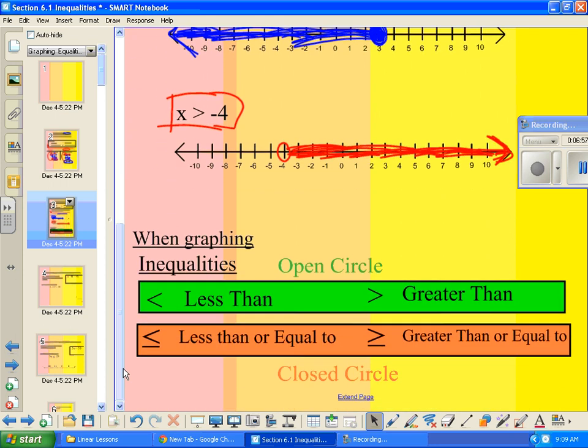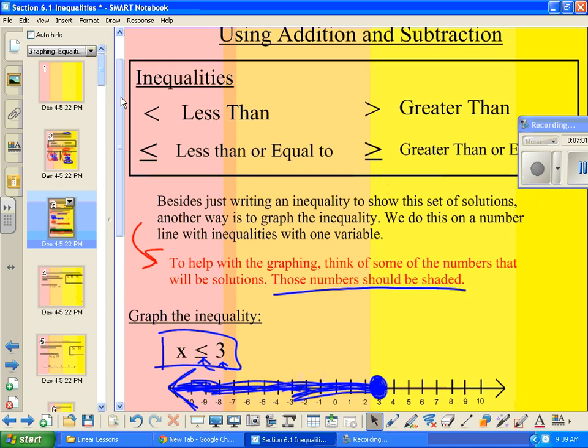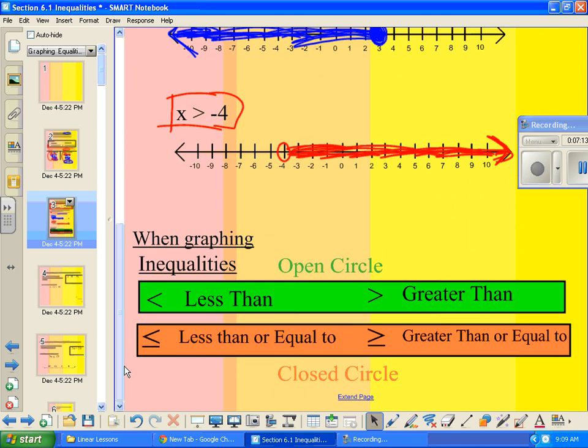Add this to what you already have written down about the inequalities. If you don't have this written down already, I want you to write down this box with the 4 inequalities: greater than, less than, greater than or equal to, less than or equal to. And then just add this to it. Less than and greater than, for those, I need to have an open circle when I'm graphing. For greater than or equal to and less than or equal to, those I'm going to have a closed circle when I'm graphing.